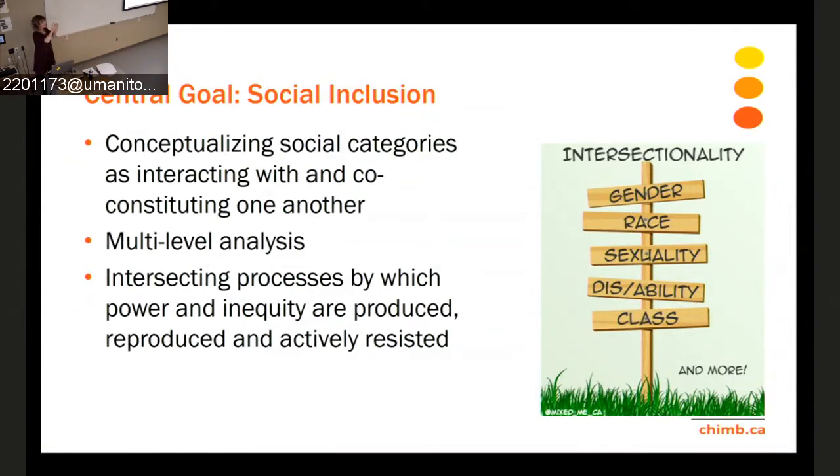And it's typically a multi-level analysis, so we're looking at the micro level, so the self, grassroots communities. We're looking at the meso level or the intermediate level, meaning provincial governments and legislation, and then the macro level where we're talking about national policies, legislations, and so on, and how those all interact. And so we're looking at how those intersecting processes by which power and inequity are produced, reproduced, and actively resisted.